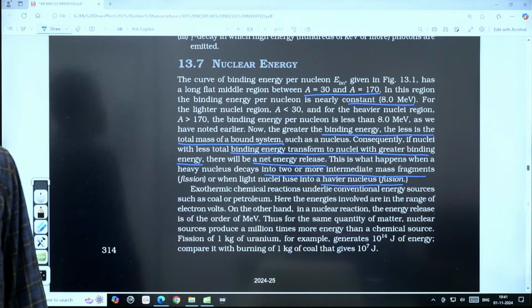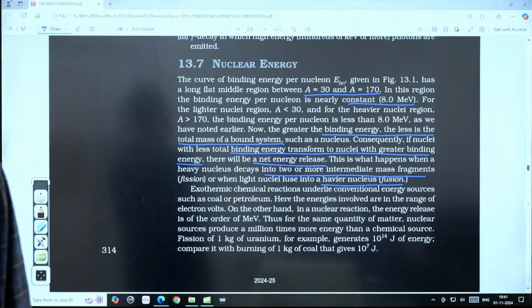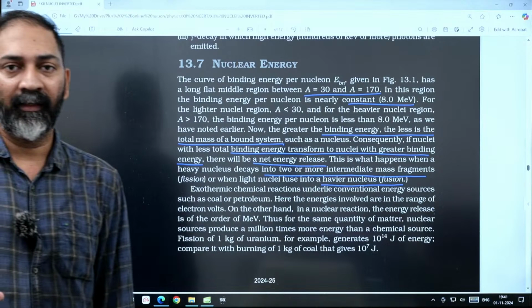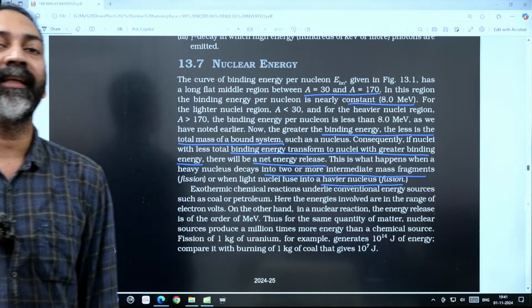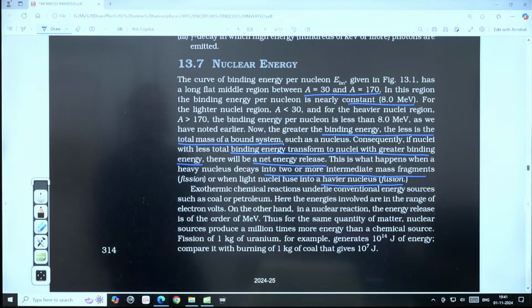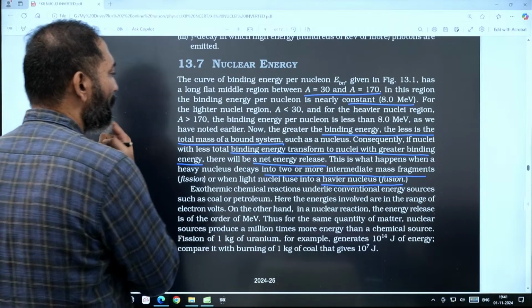So what happens during fission and fusion? Binding energy is increased. From where do we get this binding energy? Because mass has been converted to energy. So please note down this.